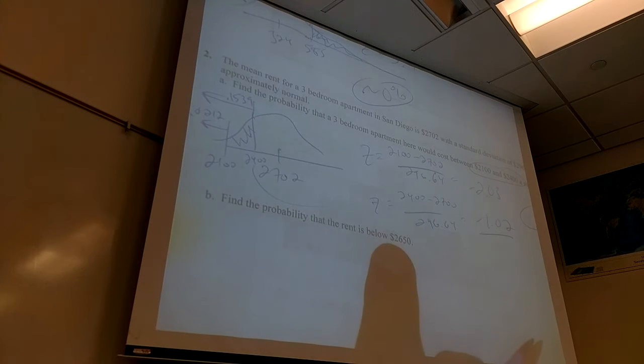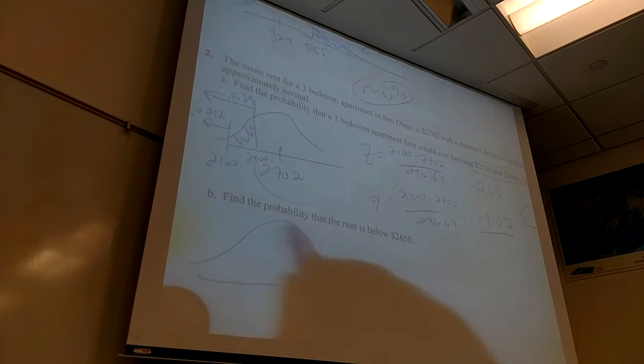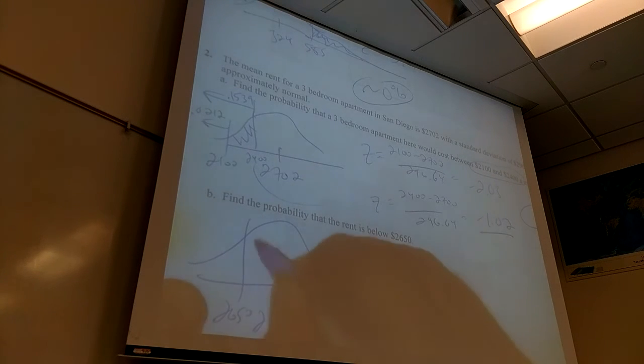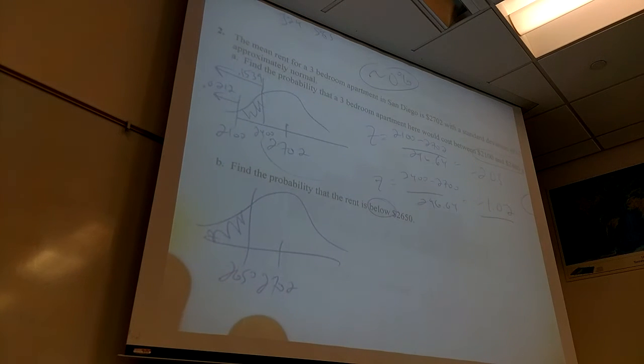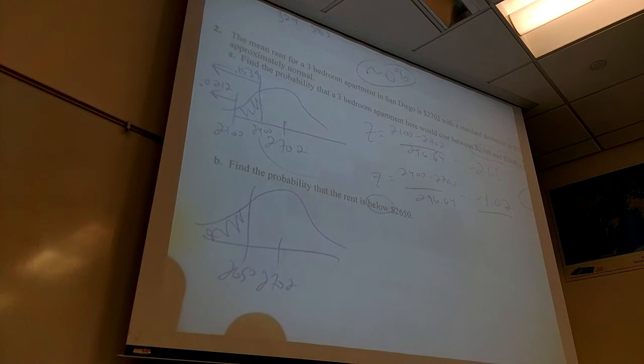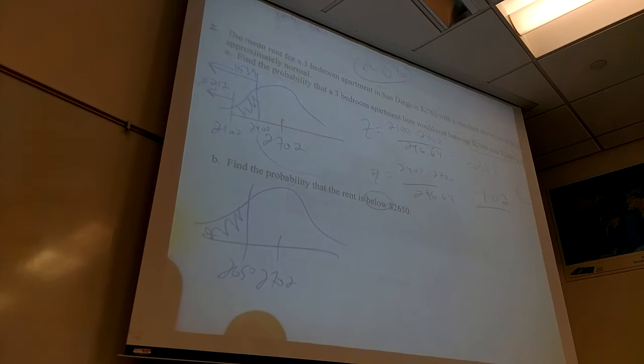Probably the rent's below $2,650, same idea, right? 2,702 in the middle. 2,650 over here somewhere, below 2,650. So I just wanted to throw at you a few different situations, just so you get used to it. You get a z-score, you look it up with a chart. All right, that's your main thing for right now.